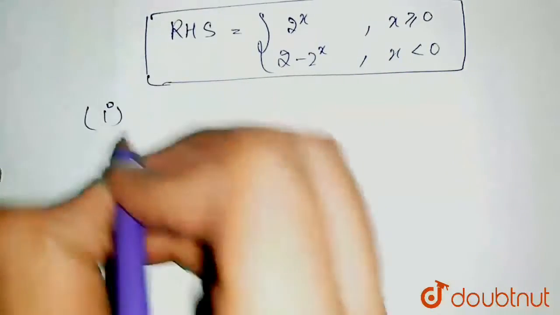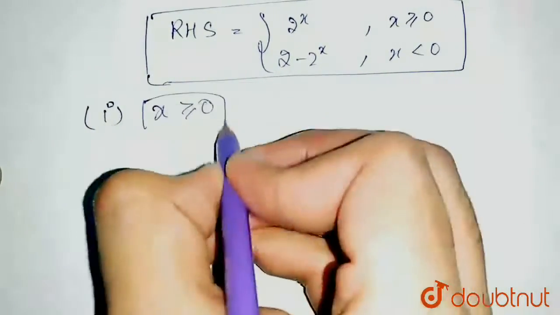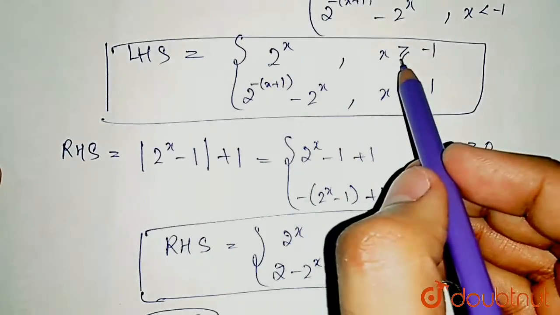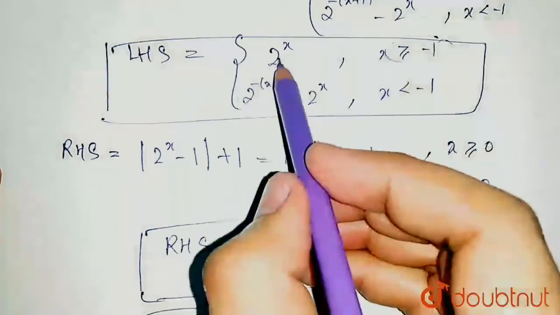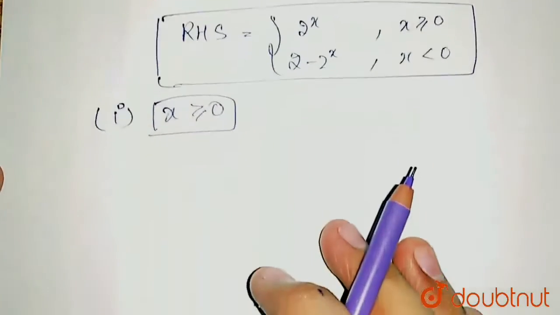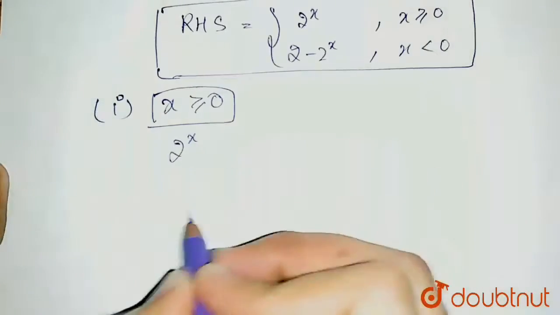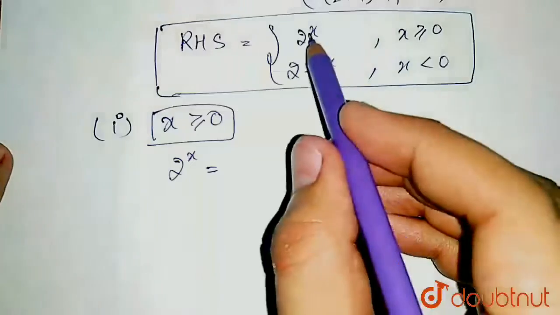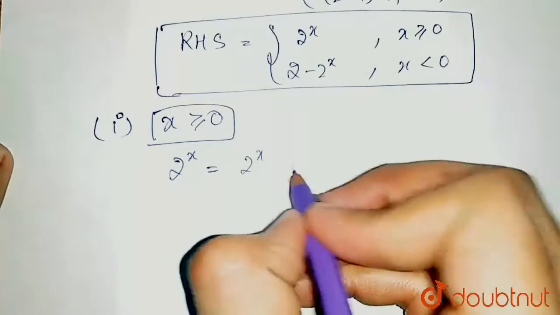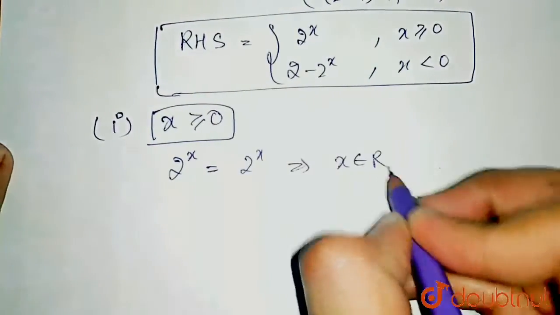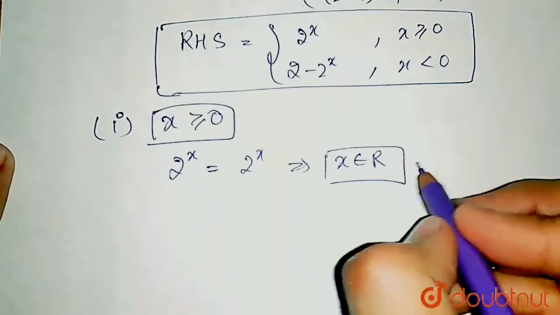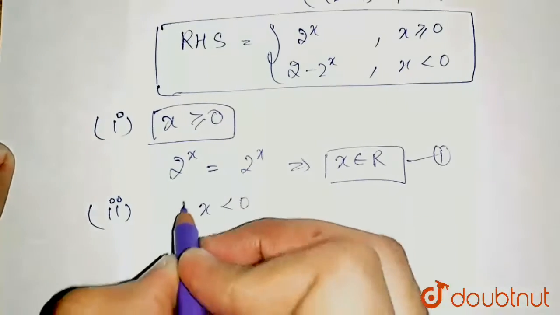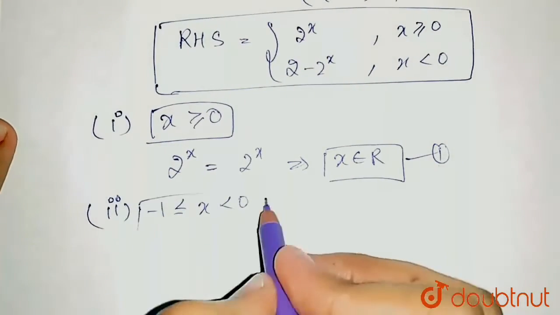First case would be if x is greater than or equal to 0. Because if x is greater than or equal to 0, if we look at here, LHS lies in this region. So LHS is equal to 2 raised to the power x, which would be equal to RHS, and RHS is also for x greater than or equal to 0, 2 raised to the power x. So this implies x can be any real value in this case. This is first. Now for the second case, we have x less than 0 but greater than or equal to minus 1. This is the second case.